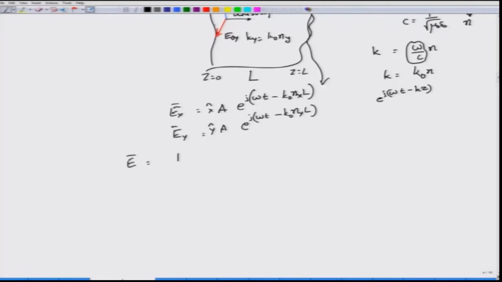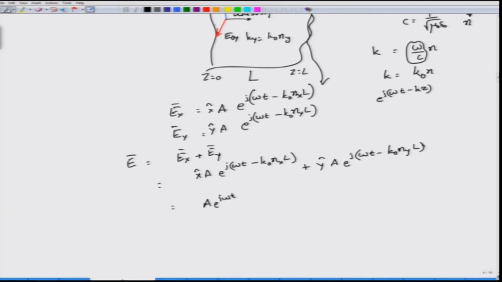Because the total electric field can be written as Ex plus Ey, which is x hat A e to the power j omega t minus k0 nx L plus y hat A e to the power j omega t minus k0 ny L. You can take A e to the power j omega t minus k0 nx L as a common factor, and what you are left with will be x hat plus y hat e to the power minus j k0 ny minus nx into L. This term, k0 ny minus nx into L, will give rise to a phase shift between the two components, okay.